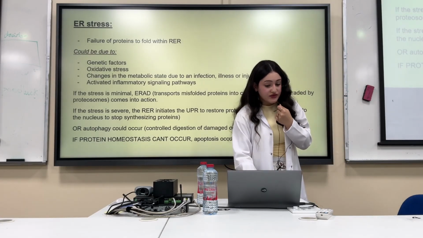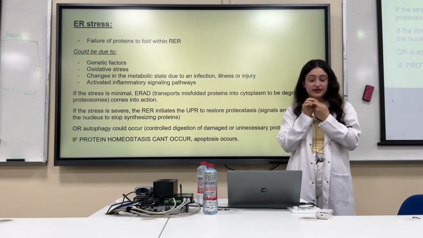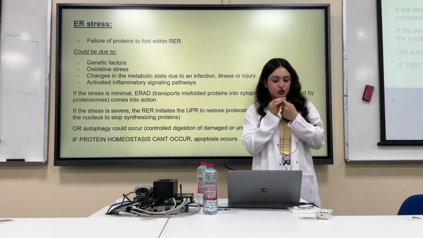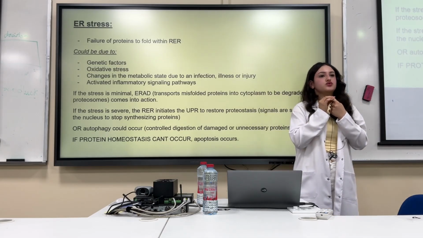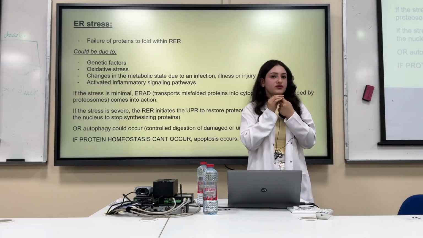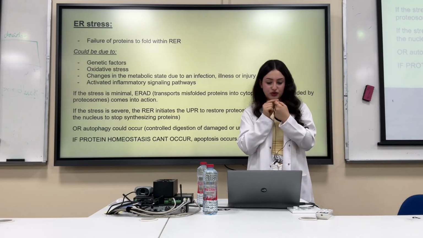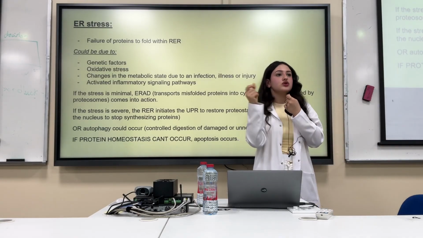We go back. If the stress is severe, the rough endoplasmic reticulum will initiate the unfolded protein response. What is the unfolded protein response going to do? It's going to go into the nucleus. It keeps on producing misfolded proteins. Stop it. Don't produce proteins. So it's going to stop protein production by the nucleus, and the nucleus gives the signals.